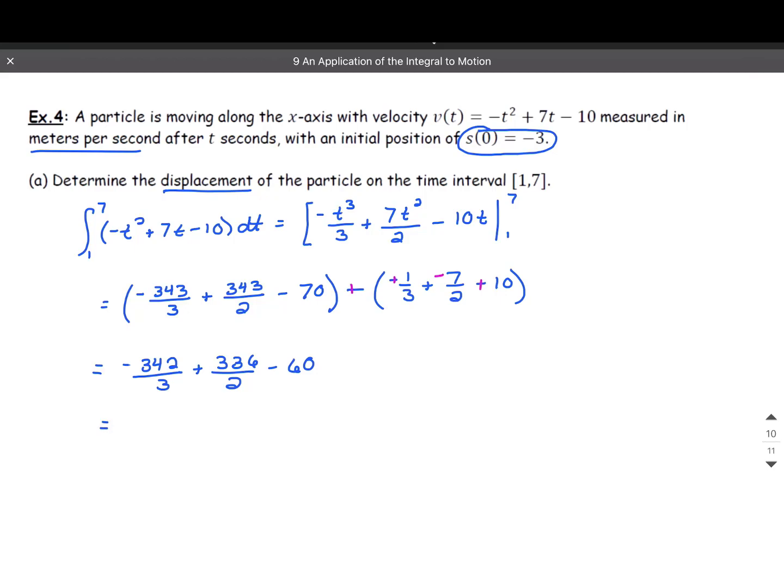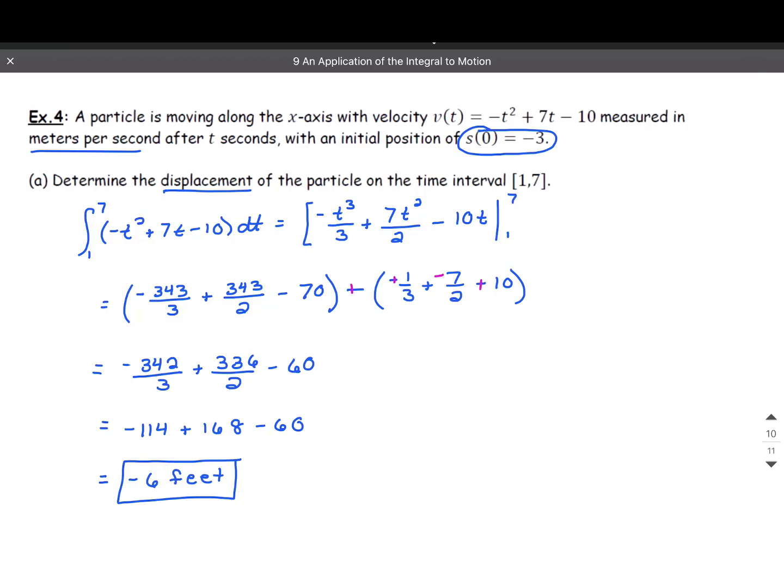And then if we divide, 3 goes into negative 342, negative 114 times. 2 goes into 336, 168 times, and we still have minus 60. Add and subtract, and we will get negative 6 feet. So we have a displacement of negative 6 feet from the time 1 to 7.